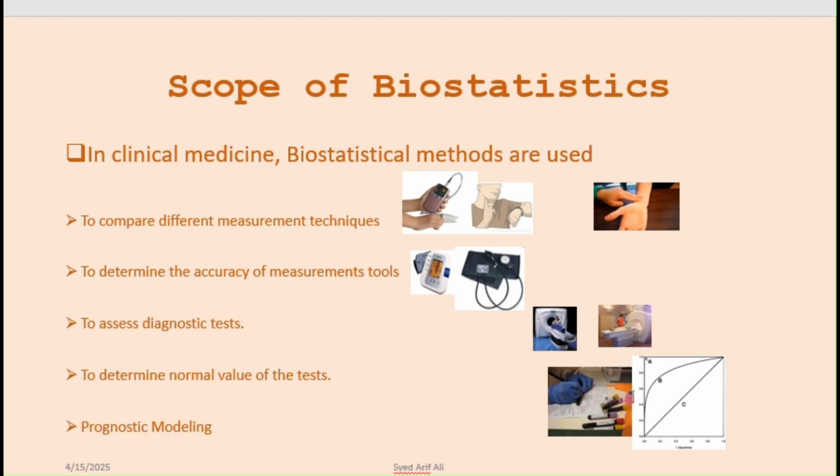To assess the diagnostic test, for example, sensitivity, specificity, and predictive values to determine normal cutoff values of any test. Receiver operating characteristic curve analysis to estimate the prognostic modeling. Develop models to predict disease progression and outcome.